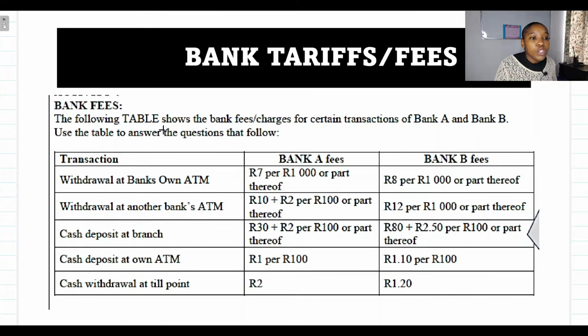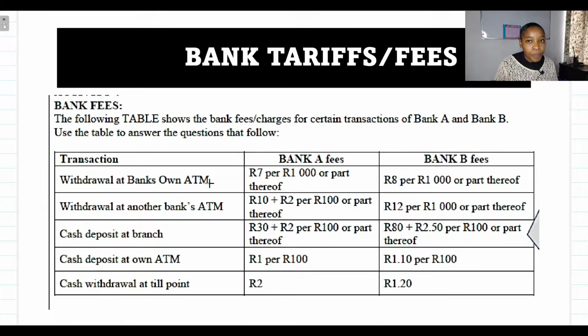The following table shows the bank fees or charges for certain transactions of Bank A and Bank B. Use the table to answer the questions that follow. So we are told that this table shows the bank fees or charges for certain transactions of Bank A and Bank B, and we need to use this table to answer the questions that follow. The different transactions are the withdrawal at the bank's own ATM.